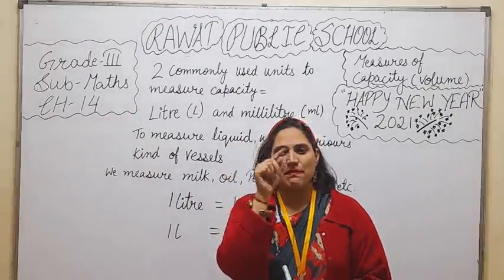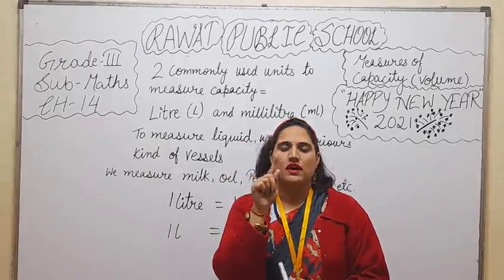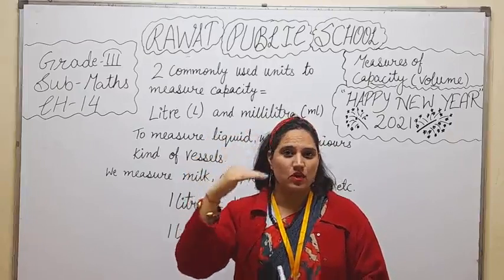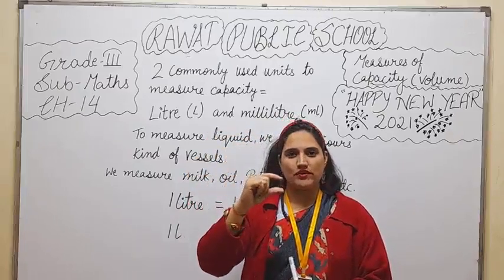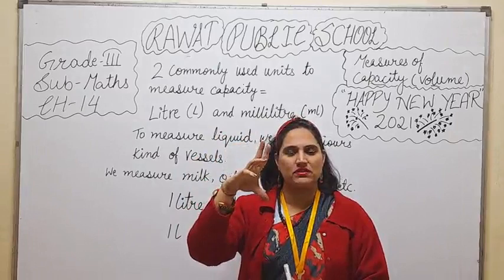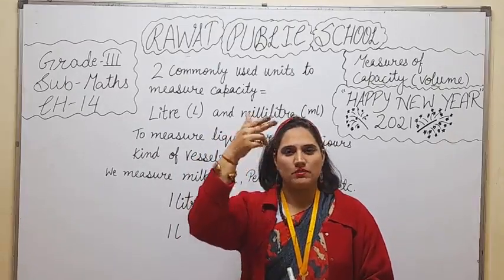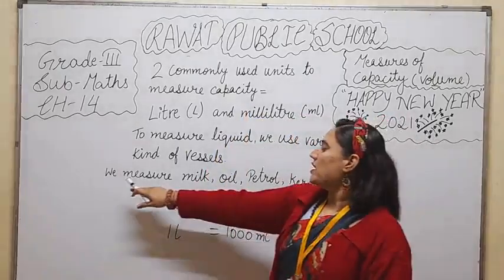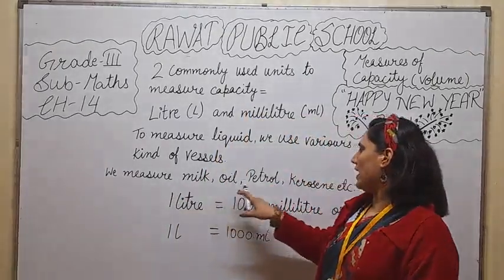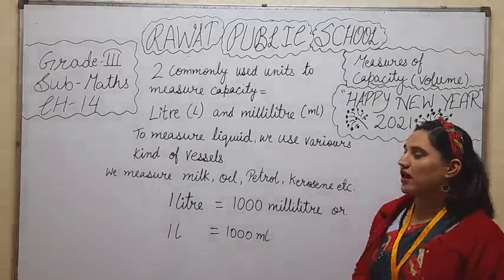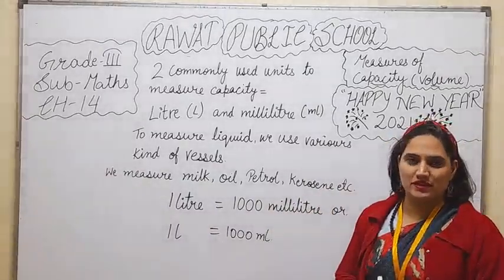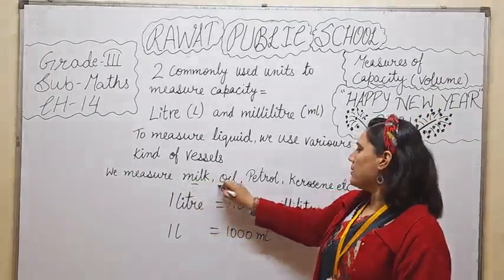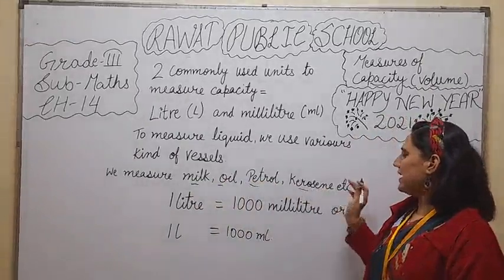Here are some lines made on which are written 200 ml or 300 ml or 1 liter. This kind of indication is given on the beaker, on the vessel. By using those vessels, we can measure milk, oil, petrol, kerosene, etc.